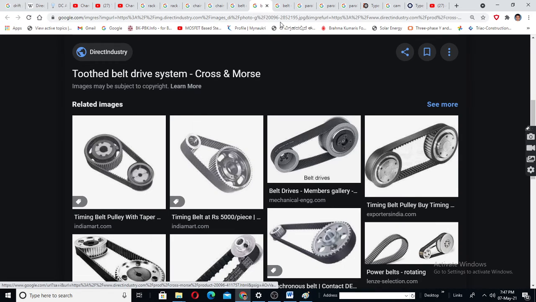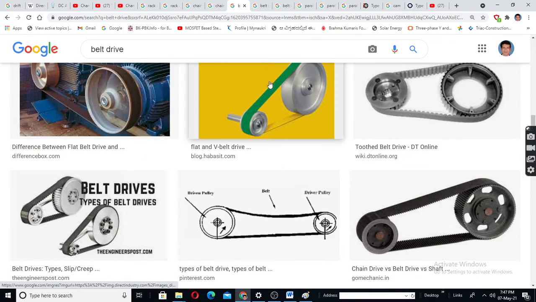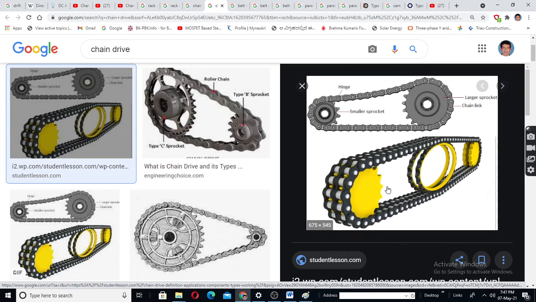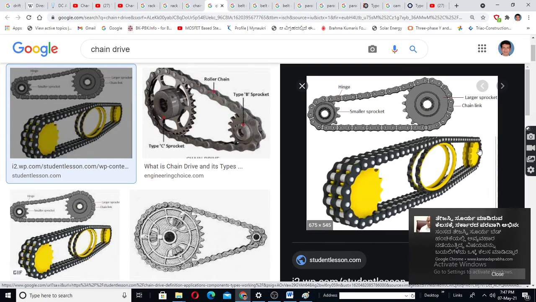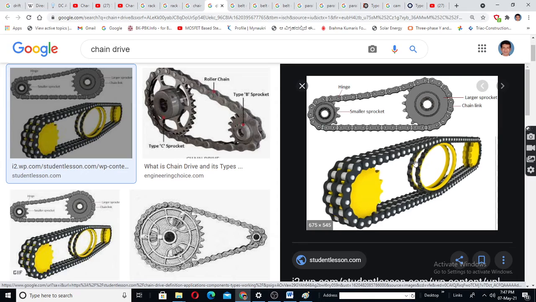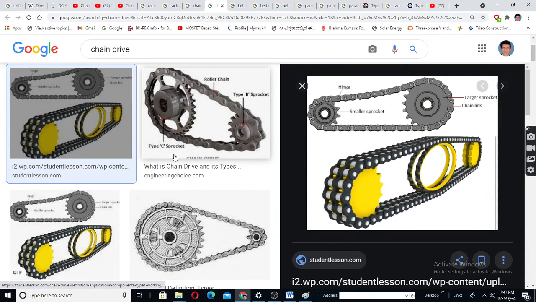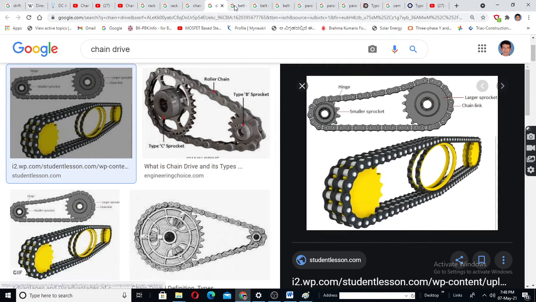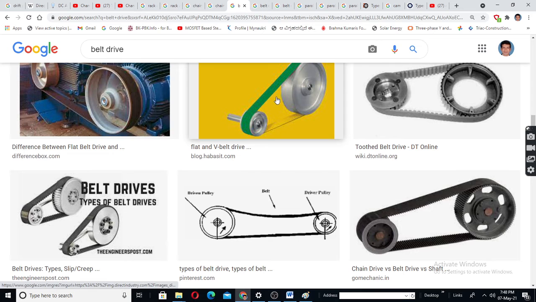Toothed belt. Right. You can see here a chain drive now. See, this is chain drive. Chain drive is always toothed drive. It has teeth. It's called a sprocket. This is called a sprocket wheel. There are different types of sprockets. And this is called the chain. Sprocket and chain. In belt drive, we call it pulley and belt.